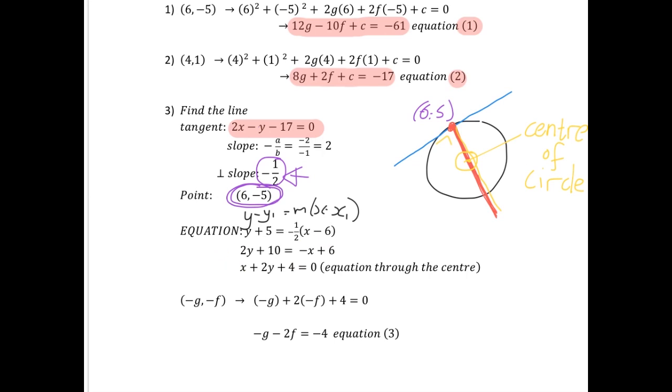Bringing everything to one side, we get the equation through the center: x plus 2y plus 4 equals 0. So that's this red line here that I was talking about. And we know that the center will be on that line. So our center, minus g, minus f, will be on that line. So that means we can have our x is minus g, our y is minus f. So minus g plus 2 times minus f plus 4 equals 0. So we get our third equation, which is minus g minus 2f equals minus 4, and we'll call that equation 3.